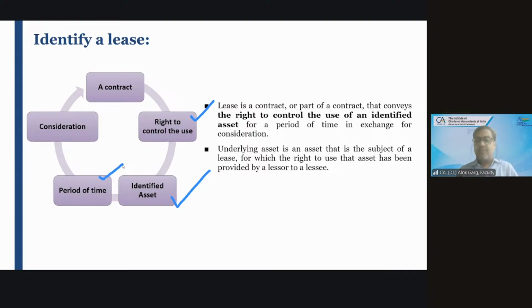Optional renewal period is going to be considered only when there is a reasonable certainty to exercise the renewal option. Optional termination period is also required to be considered in the lease term when there is a reasonable certainty not to exercise the termination option, right?